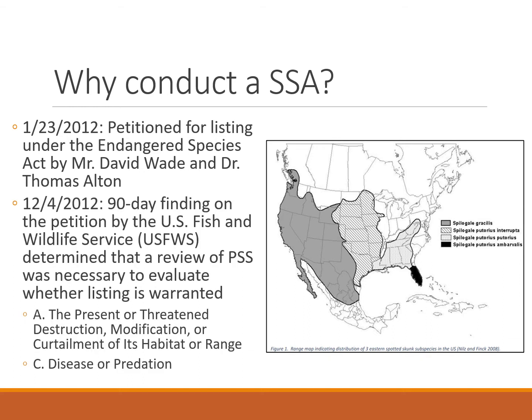Later in the year, there was a 90-day finding released by the U.S. Fish and Wildlife Service in which they determined that a review of the plain spotted skunk was necessary to evaluate whether listing was warranted or not. It was made on the basis of present or threatened destruction, modification, or curtailment of its habitat or range-wide, and the potential for disease or predation to affect the species as a whole.